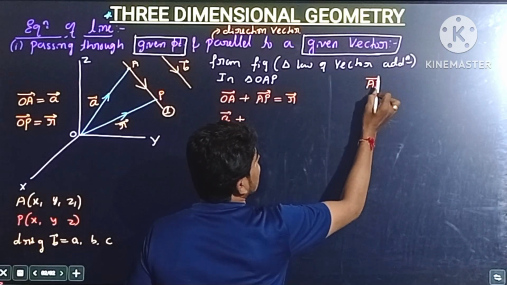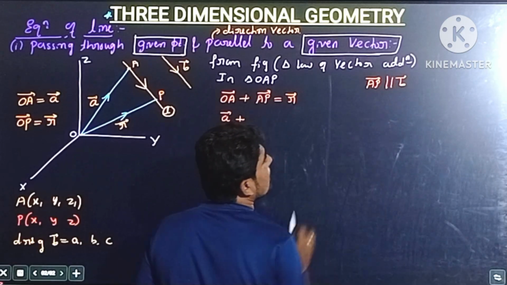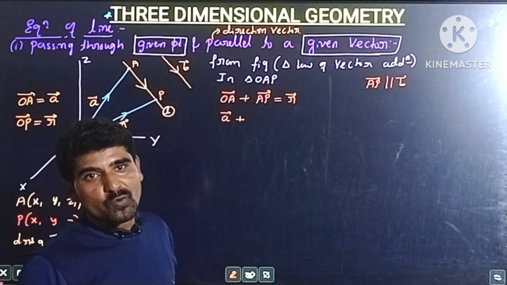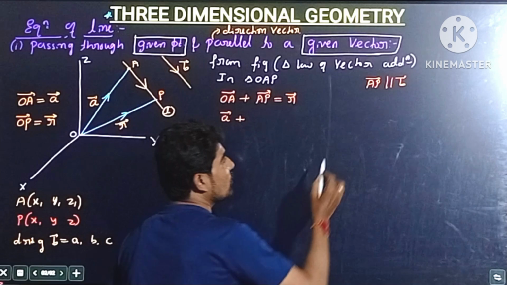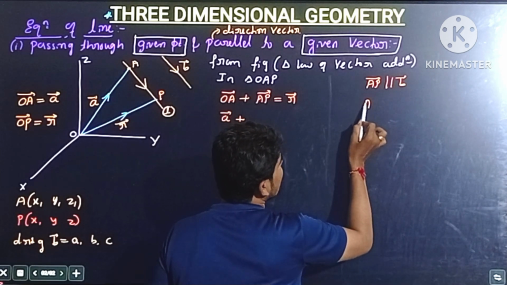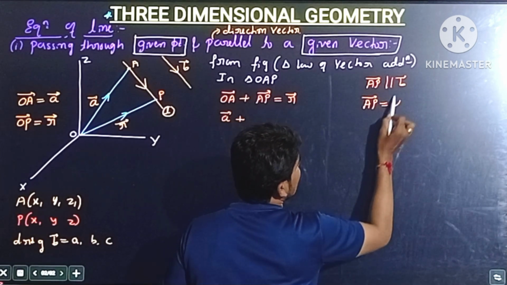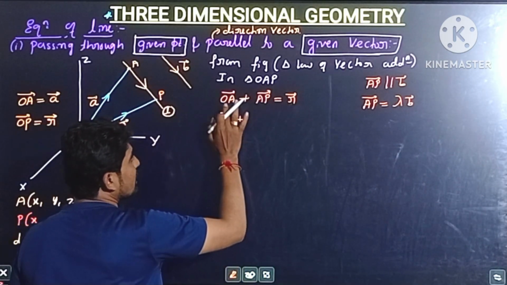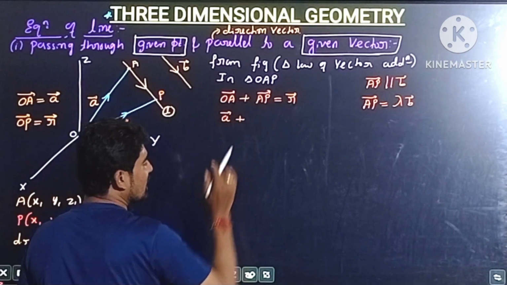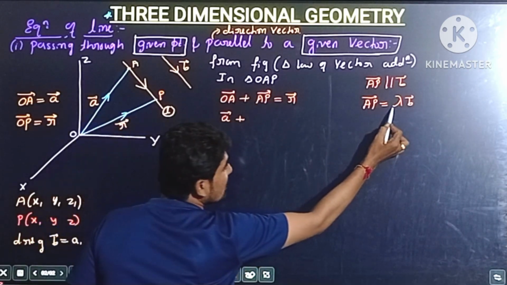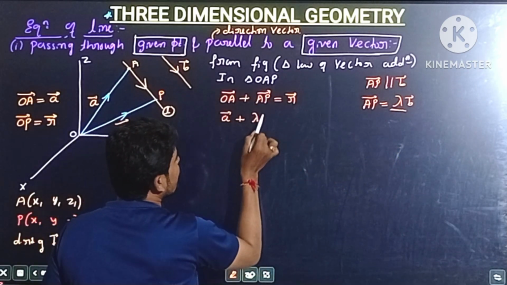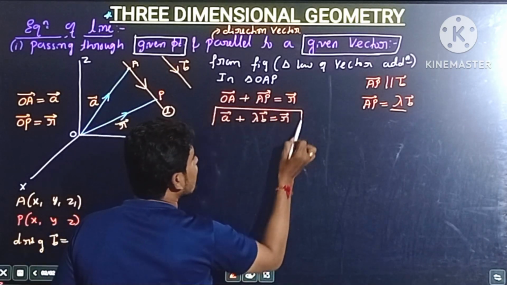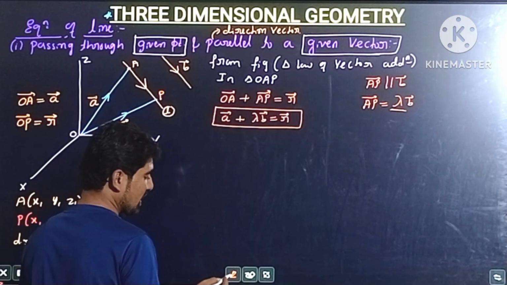Since AP vector and B vector are parallel, it means they are collinear. From the condition of collinearity of any two vectors, we may write AP vector is equal to lambda times B vector. Therefore, R vector is equal to OA vector plus AP vector can be written as A vector plus lambda times B vector is equal to R vector. And this is the required vector equation of the required line.